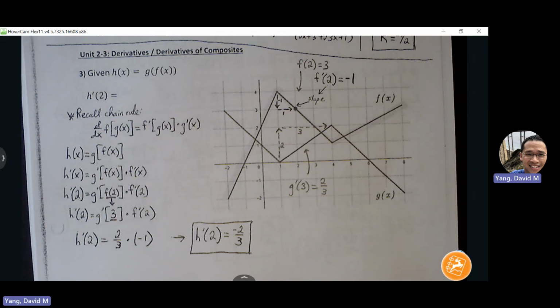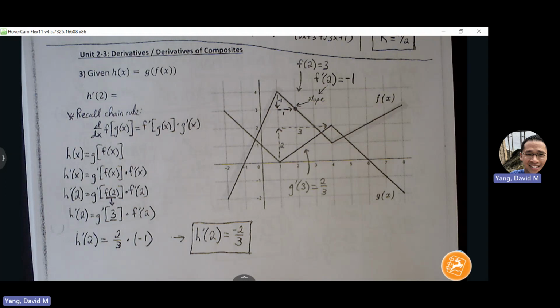So my outside function is g. So outside derivative is g prime of f of x. Inside derivative is f prime. So this is how I'm going to build my derivative. H prime equals g prime of f of x times f prime. First things first, replace every x you see with 2. And then work your way from the inside out.